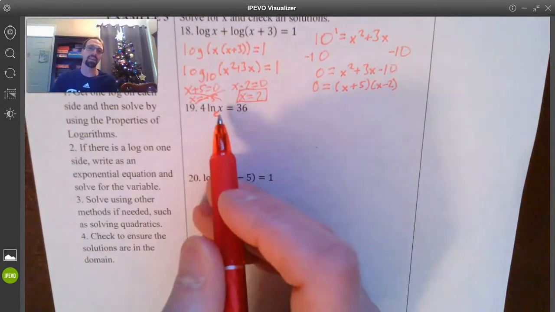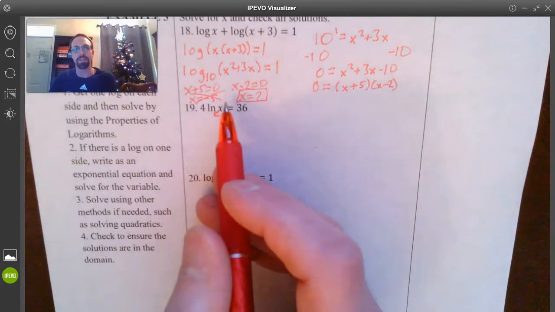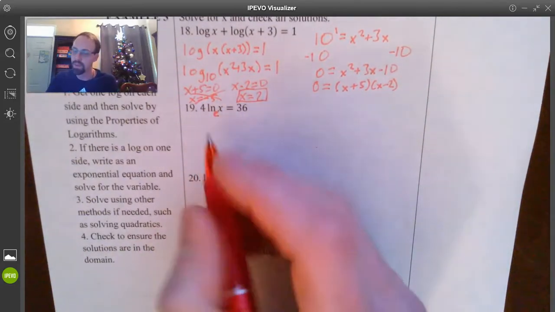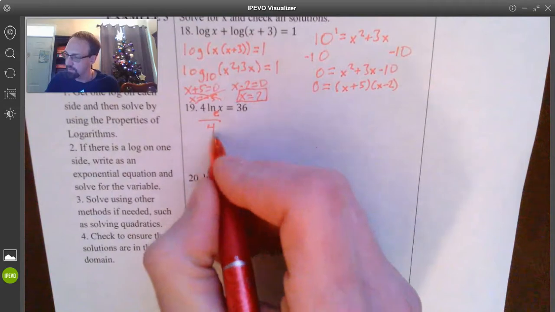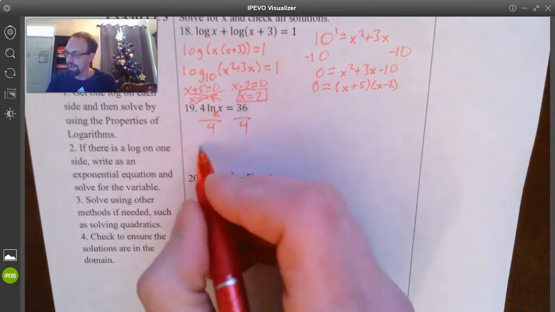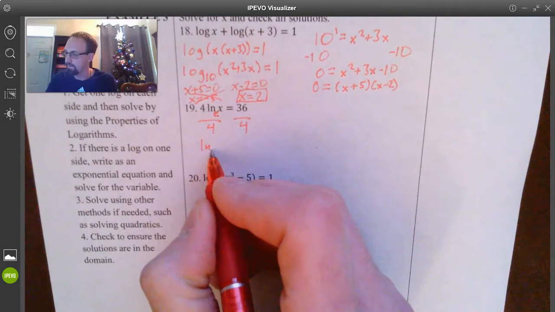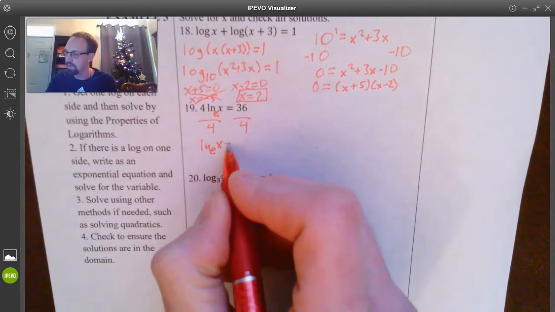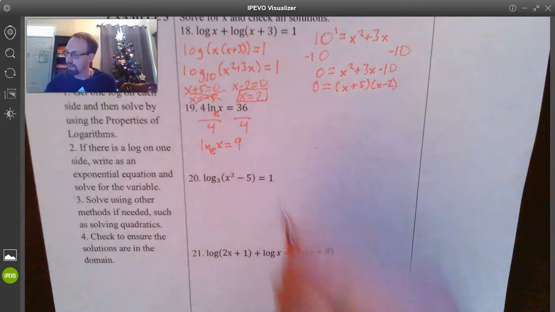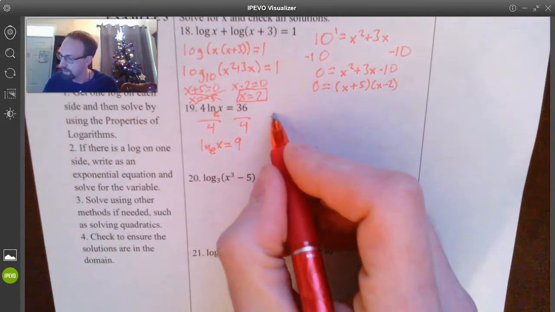Think about it: your goal is to get x by itself, so anything that you can do to simplify is going to be better. What we actually want to do is divide by 4 on both sides first. This simplifies to just 1 natural log of x. 36 divided by 4 is 9. And now I can do e to the 9th equals x.